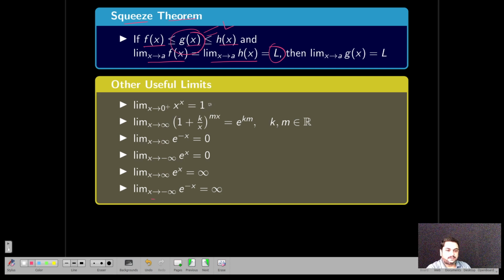Now some more limits. x power 1 by x is 1. 1 plus k by x to the power mx when x approaches infinity is e power km. Then already you have seen this, e power minus x is 0. e power minus infinity is 1 by e power infinity. This is 0 because 1 by e power infinity is 1 by infinity, so it is 0. Now x approaches infinity, e power x equals e power infinity, so infinity. x approaches minus infinity, e power minus x equals e power infinity, so it is also infinity.